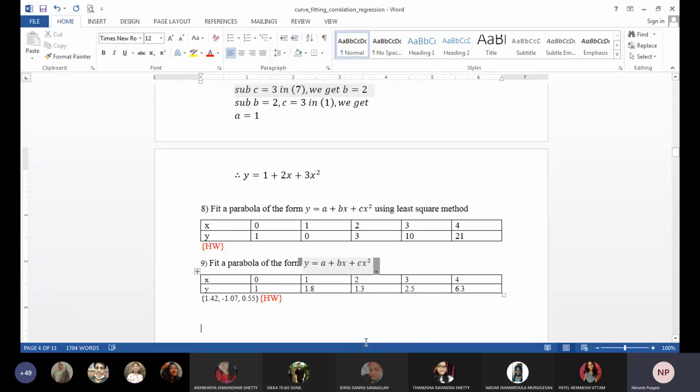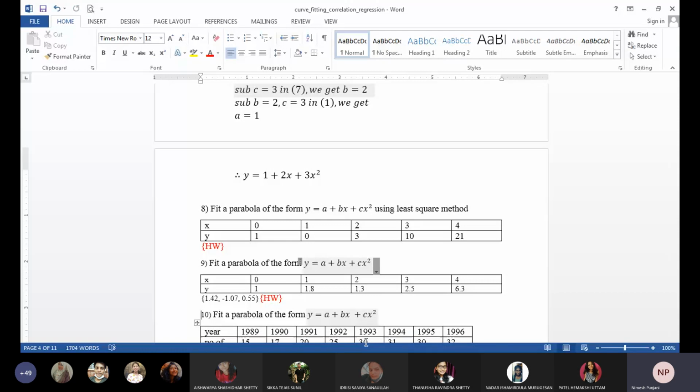So you can take sum number 8 and 9 as your homework. Take the screenshot of 8 and 9. Then we will do sum number 10. लिया स्क्रीनशॉट?